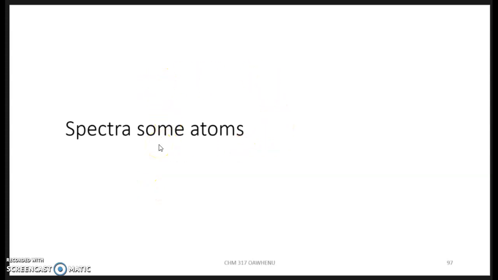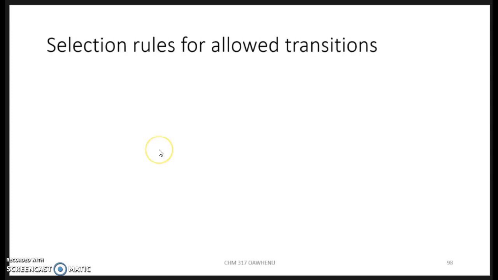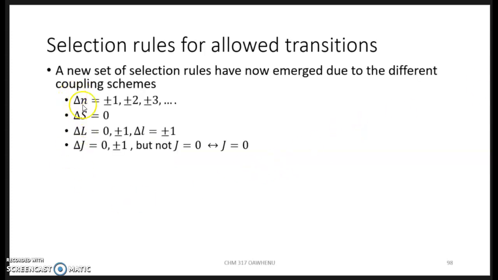Okay, now that we have talked about the different states that can arise from the different combinations of orbital and spin motion of the many electron atom, we can now consider the spectra, what the spectra would look like. So the selection rule for this case is now: from the electronic configuration, delta n can be anything, plus or minus 1 to plus or minus 2 and so on and so forth.